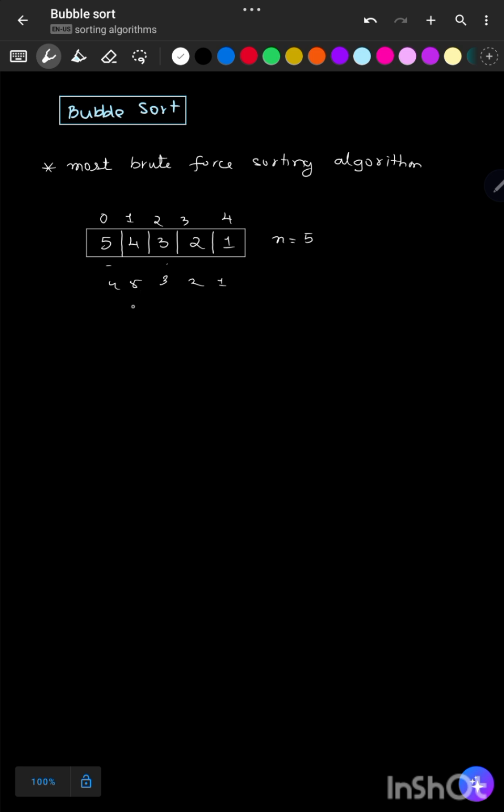So compare 4 with 5. Next I compare 5 with 3. Next I compare 5 with 2. Then I compare 5 with 1. So yeah. Similarly, I do the same thing for 4, and then I do the same thing for 3, and then the same thing for 2, same thing for 1, etc.